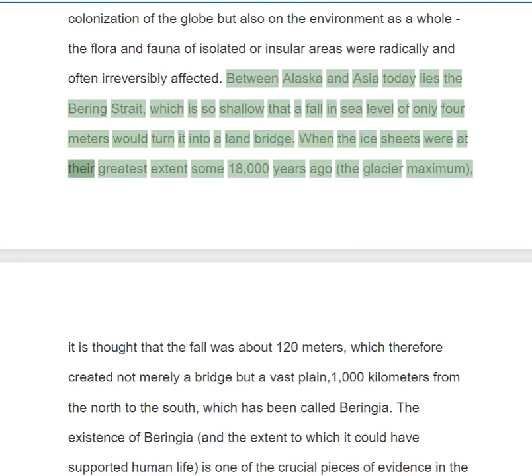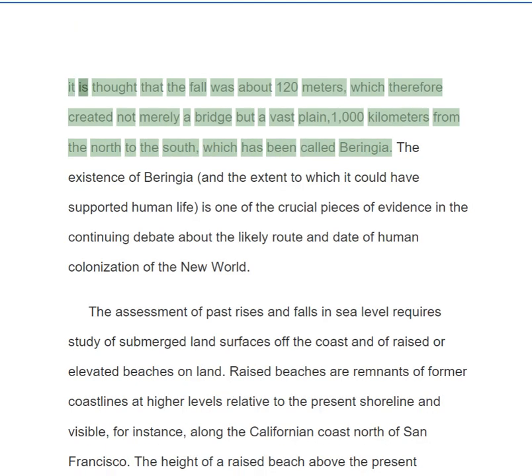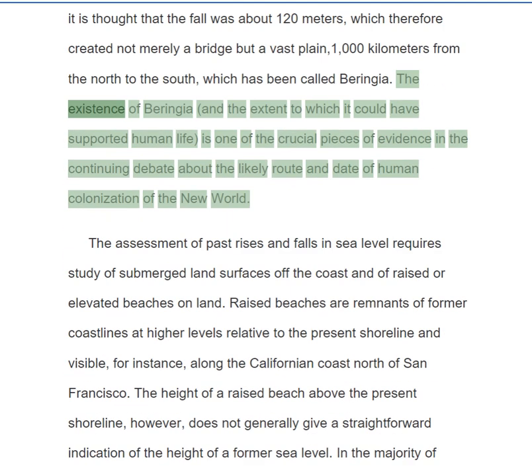When the ice sheets were at their greatest extent some 18,000 years ago, it is thought that the fall was about 120 meters, which therefore created not merely a bridge but a vast plain 1,000 kilometers from the north to the south, which has been called Beringia. The existence of Beringia is one of the crucial pieces of evidence in the continuing debate about the likely route and date of human colonization of the New World.